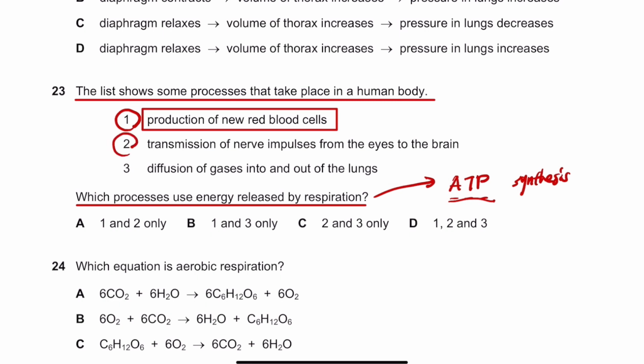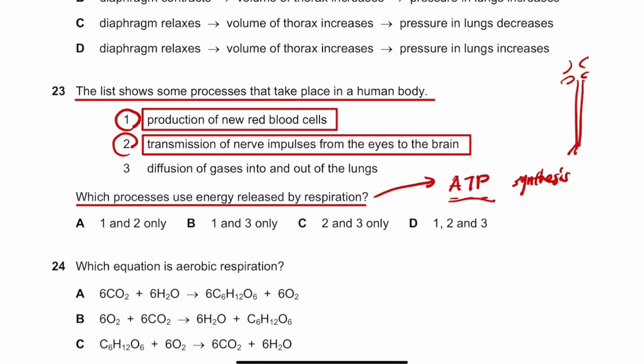Transmission of nerve impulses from the eyes to the brain, yes, in order to send the signal via neurons, energy is required.